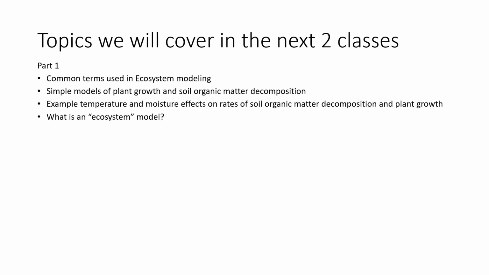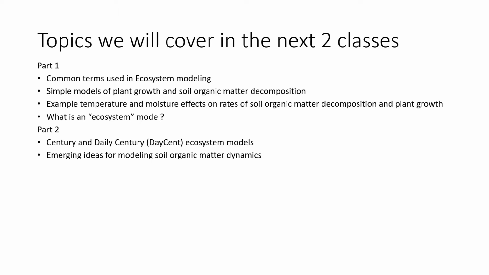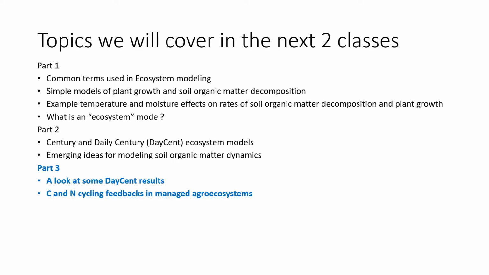So over the previous two lectures, we talked about general ecosystem modeling. Then we looked at the Century and the DayCent models in more detail. And in this lecture, we're going to look at some DayCent results for an agricultural system in the Great Plains and discuss the feedbacks between carbon and nitrogen cycling in managed agroecosystems.